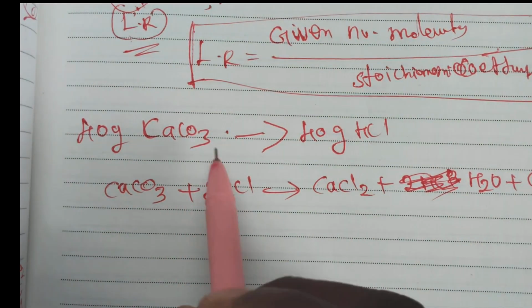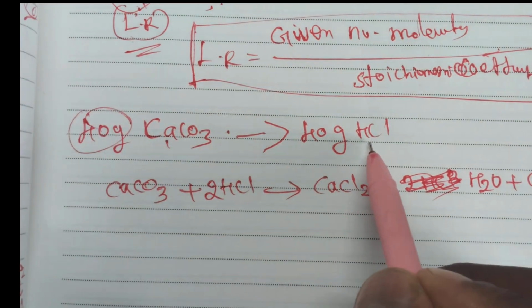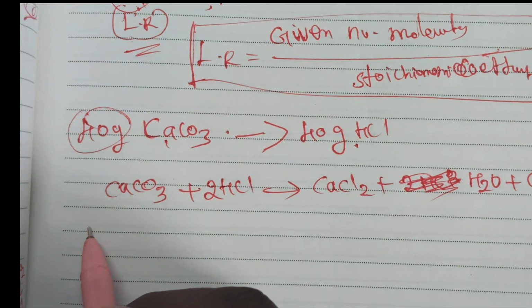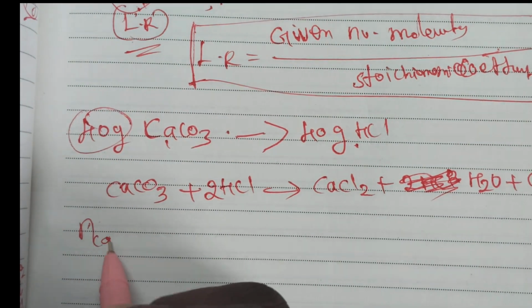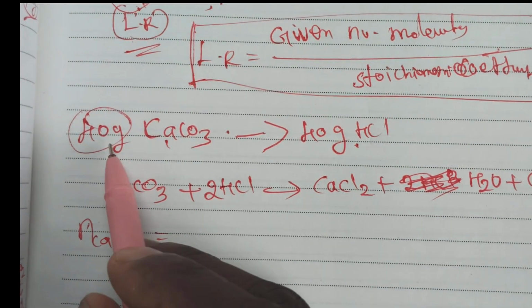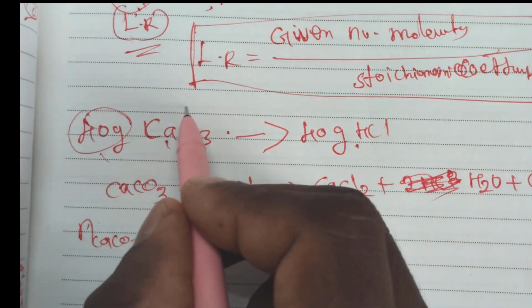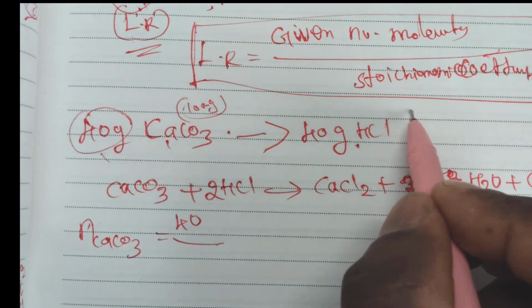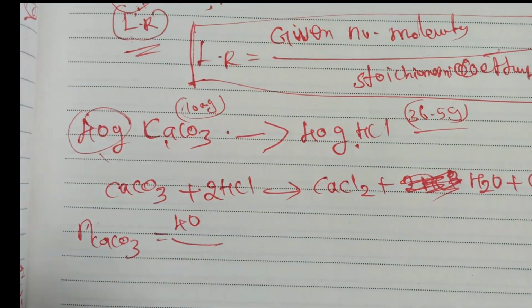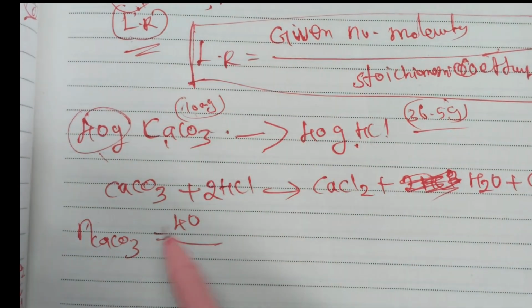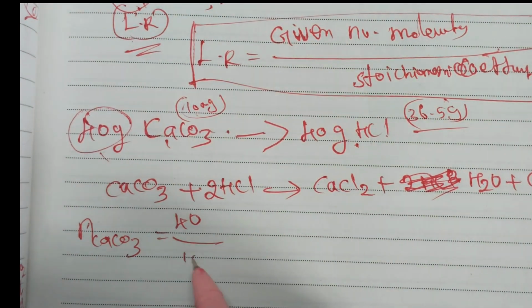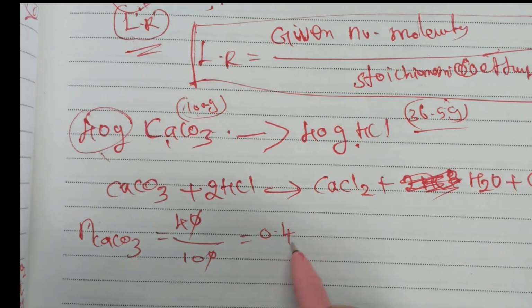In this equation we find the moles of calcium carbonate as well as HCl. The moles of calcium carbonate equal the given weight divided by the molecular weight. Here the given weight is 40 grams, and the molecular weight of calcium carbonate is 100 grams. The molecular weight of HCl is 36.5 grams. Here it is 40 over 100, the zeros cancel out, and we get 0.4 mole.